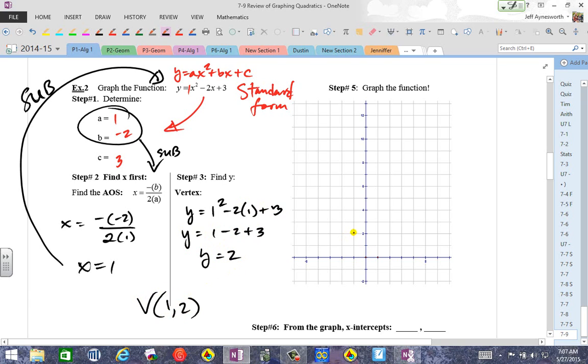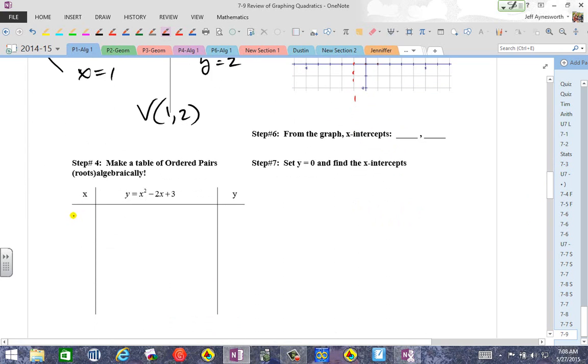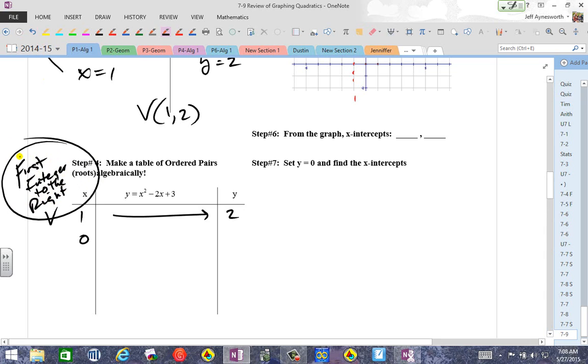So write 1 up 2. Draw your line of symmetry. Okay, there you go. And then you pick a value to the right. So the vertex is 1 comma 2. So pick a value to the right. First, oops, backwards. First, an integer to the right. That's what you do. It's what you pick in the table. All right, and that's 0.